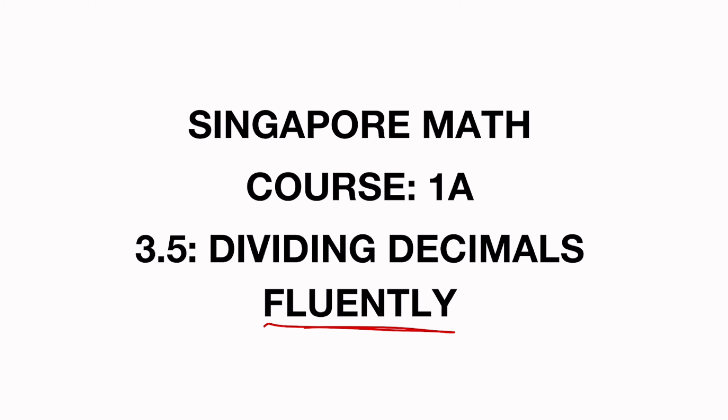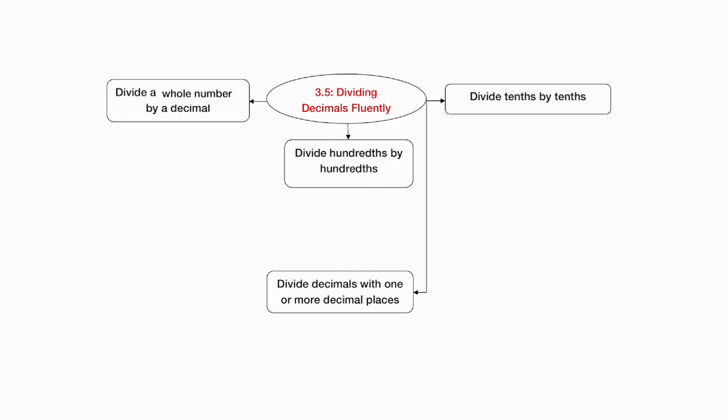We will understand what's there in this chapter so that we can do independent practice with much ease. So let's begin. As you can see, this chapter has four things to understand and they all are related. So let's begin with the first one, which says divide a whole number by a decimal. As usual, we'll take examples to understand this.